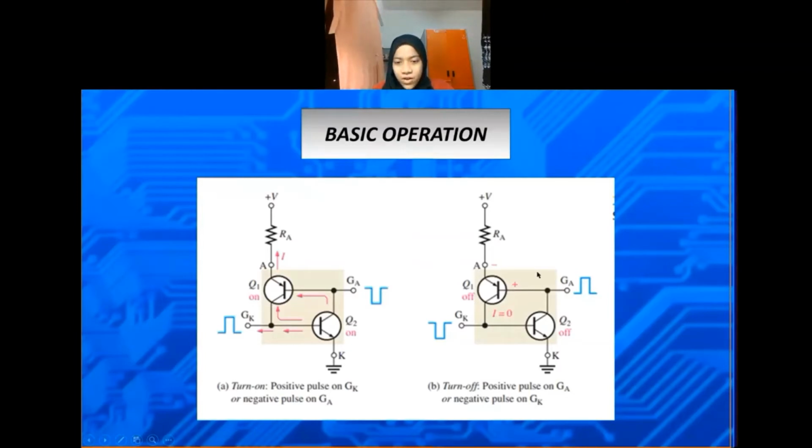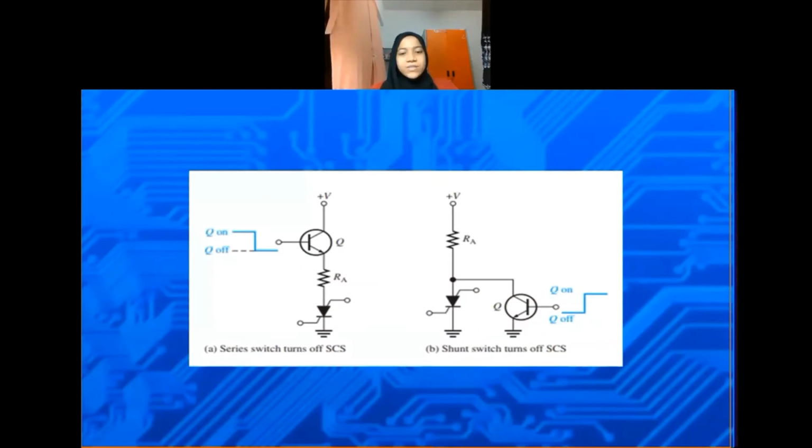The SCS typically has a faster turn-off time than the SCR. In addition to the positive pulse on the anode gate or the negative pulse on the cathode gate, there is another method for turning off an SCS. Figures A and B show two switching methods to reduce the anode current below the holding value. In each case, the bipolar junction transistor acts as a switch to interrupt the anode current.